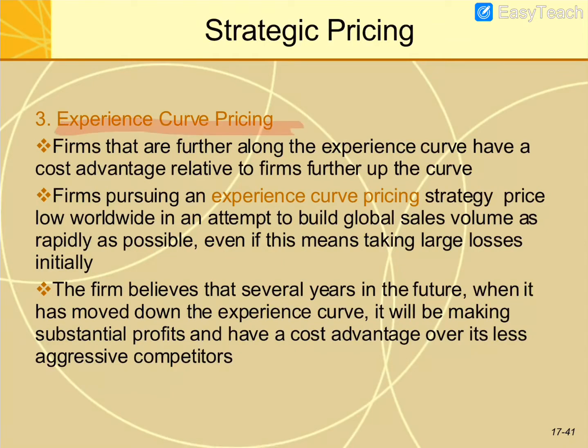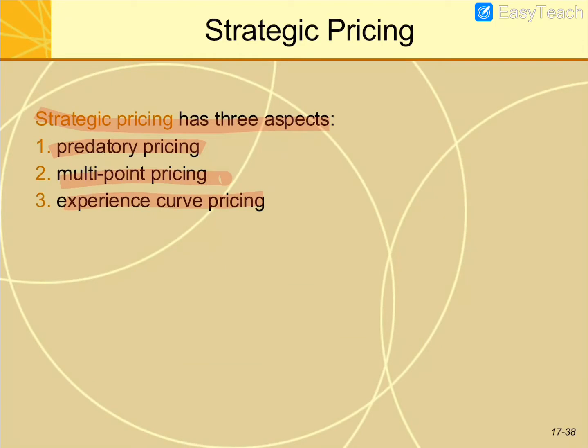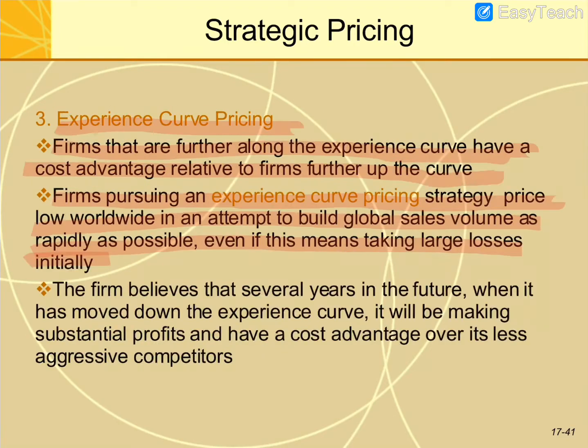And the third one is experience curve pricing. Firms that are further along the experience curve have a cost advantage relative to firms further up the curve. So firms pursuing an experience curve pricing strategy price low worldwide in an attempt to build global sales volume as rapidly as possible, even if this means taking large losses initially. So normally, we have three aspects of strategic pricing: predatory pricing, multi-point pricing, and experience curve pricing.